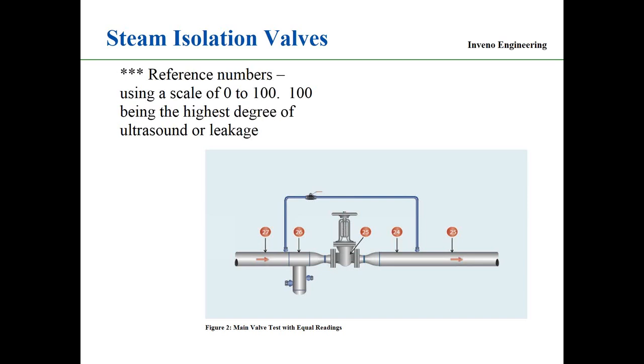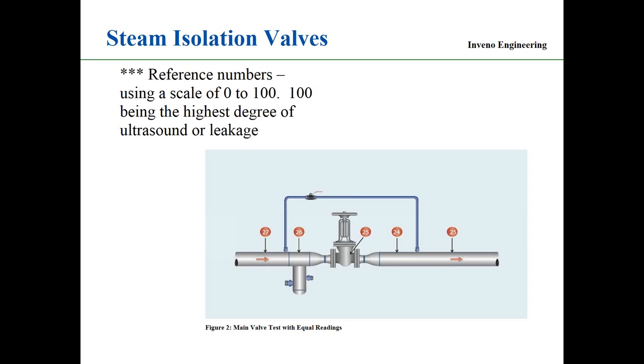Now, the reference number is usually on a scale to 100. And for this presentation, I use a number of 0 to 100. 100 means severely leaking or great leakage, and 0, none. So I go to test point 1, and I get a reading of 27. At test point 2, I get a reading of 26. And test point 3, I get a reading of 25, and then test point 4, I get a reading of 24 and 25.